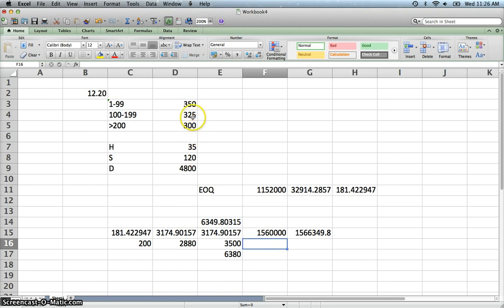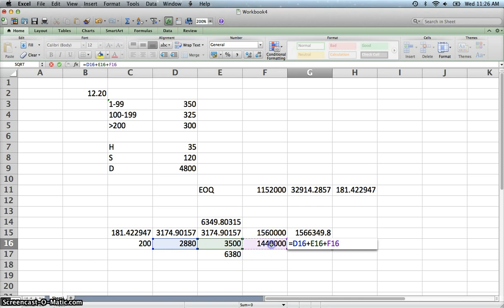Because we're not paying 325, we're paying 300. Let's figure out the cost of the thing. So we're going to take the demand, and instead of paying 325, we're only paying 300. And whether that will make up for the difference of paying more in our inventory cost. So we'll add the ordering cost plus the inventory holding cost plus the cost of the product, and you'll see that we're paying less in that.